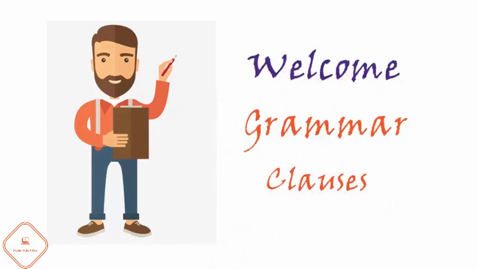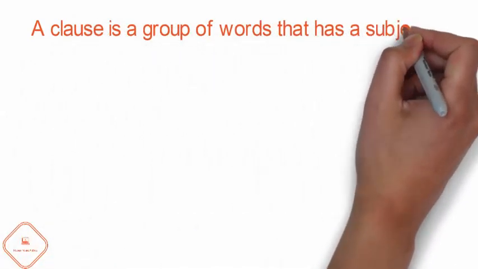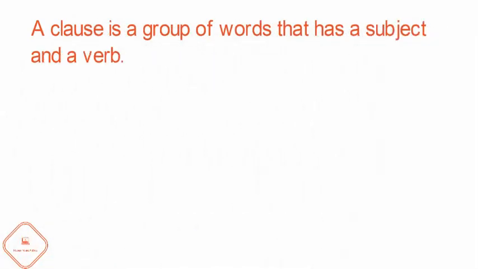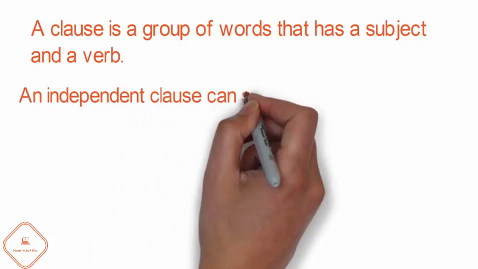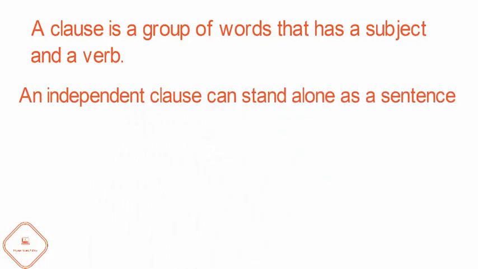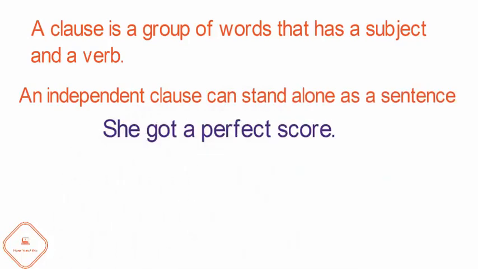Today we're going to be looking at clauses. A clause is a group of words that has a subject and a verb. An independent clause can stand alone as a sentence. For example, she got a perfect score.